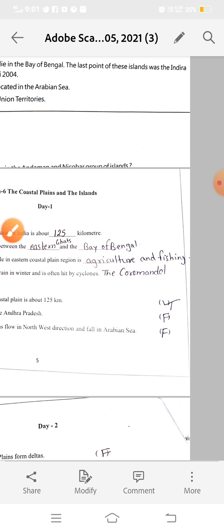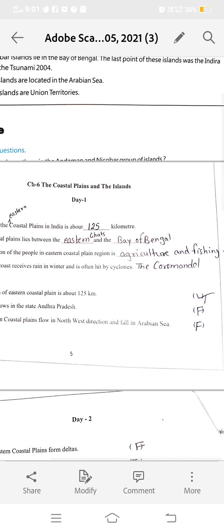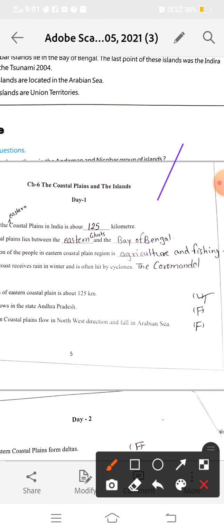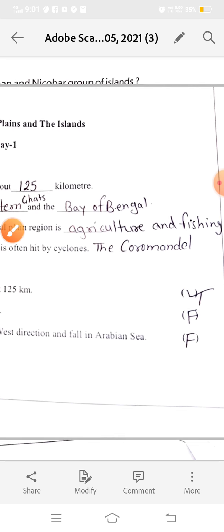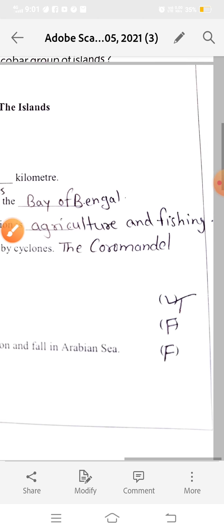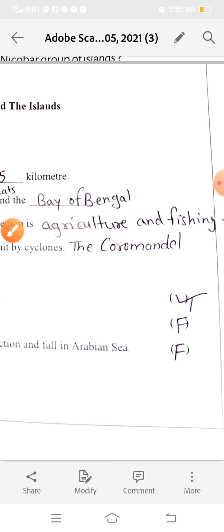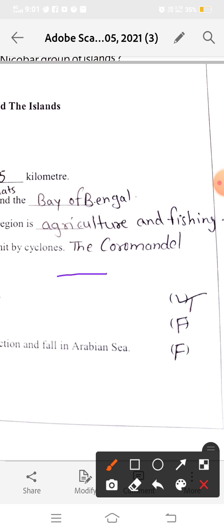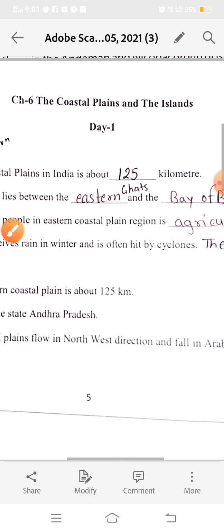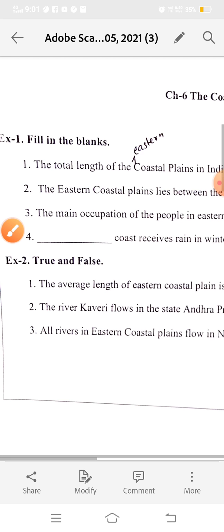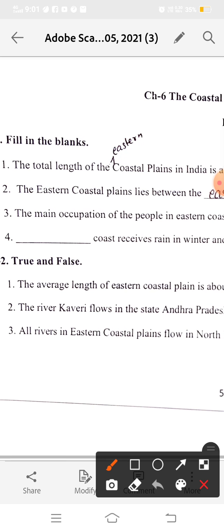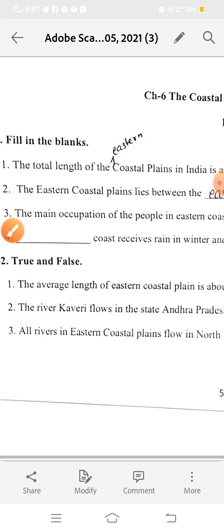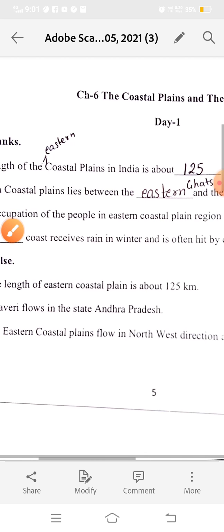Agriculture and fishing. Done. Now the next is the fourth: dash coast receives rain in winter and is often hit by cyclones.